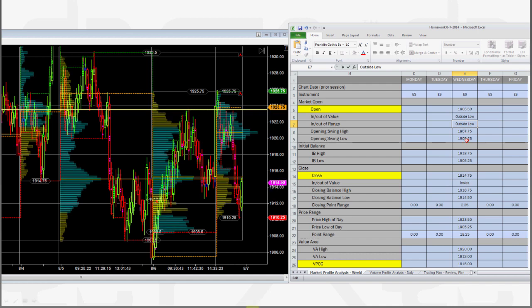The opening swing high and low I put in because I want to understand the initial spread by the buyers and sellers. It was about 2.5 points. And then I put in the IB, because the spread of the IB tells me something. This was about 13 and a half points.